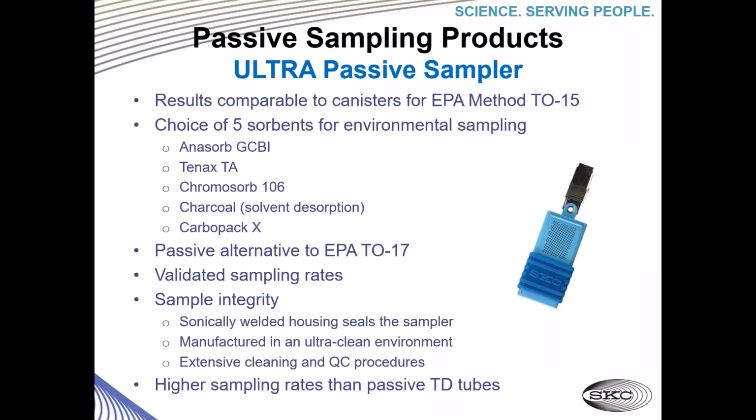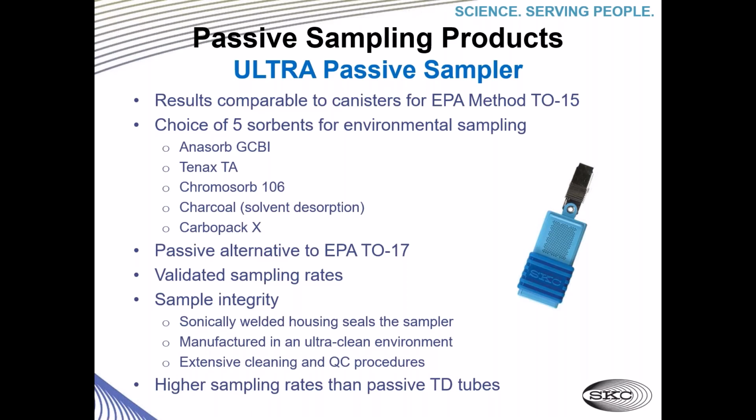The last sampler that I want to go into to highlight is the ultra passive sampler. The lab results for the ultra are comparable to canisters for EPA method TO-15, yet there's no cleaning and certification cost. The price is significantly lower, and because of the size and weight, there's no expensive shipping costs either. You have a choice of 5 sorbents for environmental sampling that I show here. It provides a nice passive sampling alternative for EPA TO-17, and again, you don't have to worry about the pump, the tubing, or the calibration.